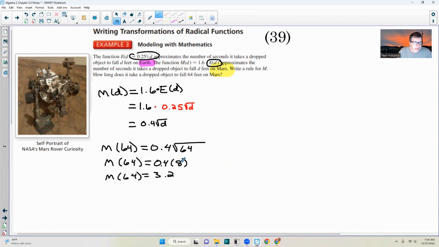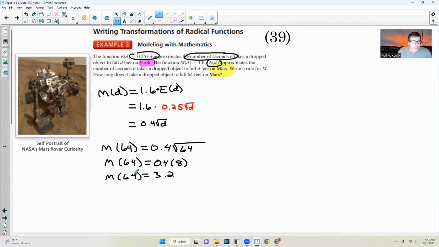So I said distance can't be negative, but time can't be either. And D is how far we're dropping it. So that is 64 feet. That's distance. It can't be negative. Okay, so we get 3.2. And that is what? How long does it take to drop? So number of seconds right there. It says it right there, approximate the number of seconds.